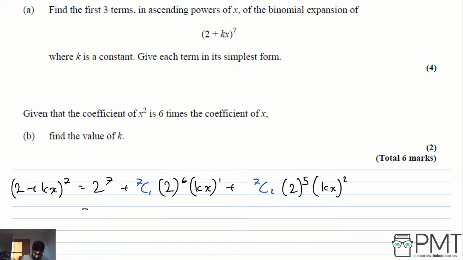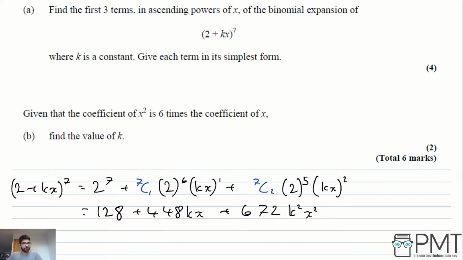Then let's see what values we have. 2 to the 7 is 128. Then you should have 448kx plus 672k squared x squared. Let me know if you agree with this. You should get these if you use your calculator. You should get the values of the coefficients, and then I've expanded, I've said k squared times x squared.